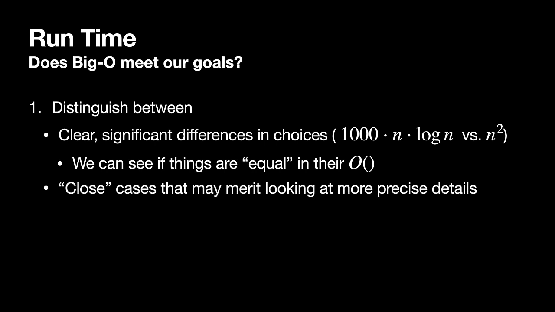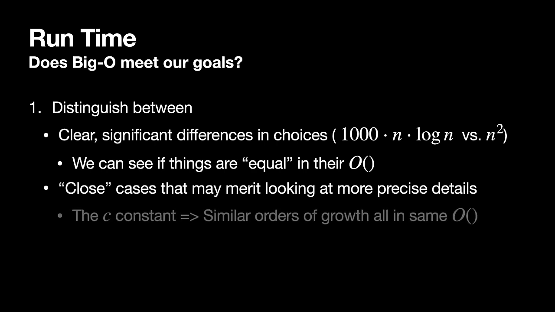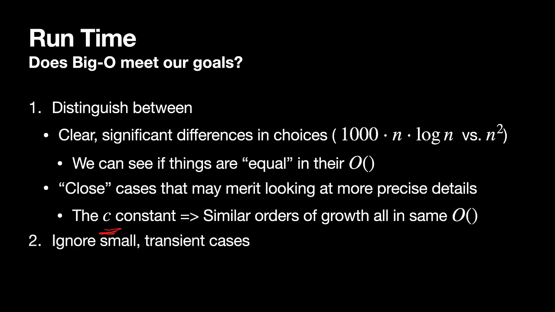What about our close cases? Will they all be lumped together in the same set? The c constants allow us to lump together things that are very similar, things that if we get a newer computer, it may make up for the difference in performance. So that's where that multiplier comes into play. Does it allow us to ignore the small transient cases? Well, that's what that n0 parameter was for, the whole thing about ignoring the small cases, having this starting point and only worrying about the distinction between the two functions after that starting point.